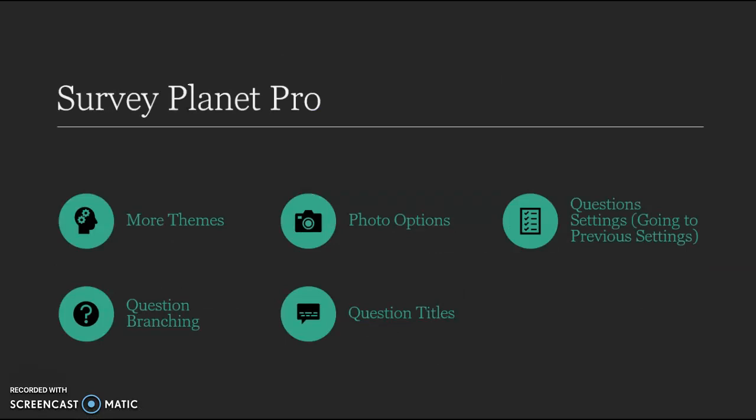So when you go into Survey Planet, there's going to be more themes. So right now, with just having the free Survey Planet, you'll only have color, like different colors. So like black, green, red, blue, purple. But once you upgrade to Pro, you can get a lot more different, unique designs. There's multiple different photo options, including you can have a logo for your questions or your survey, and you can also have logos for each personal question.